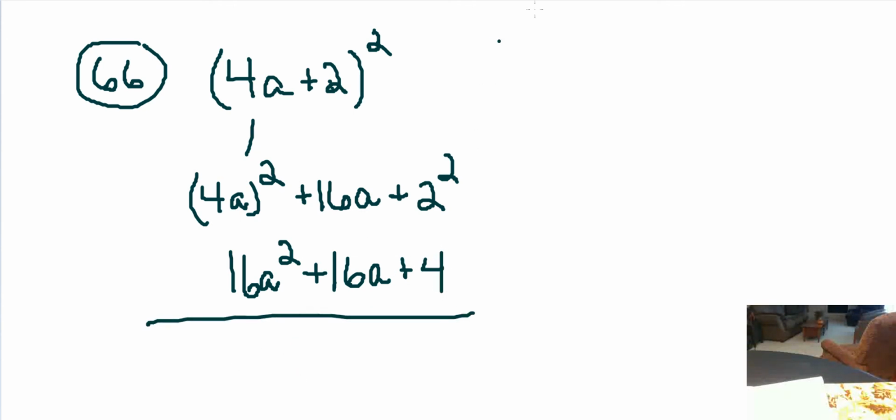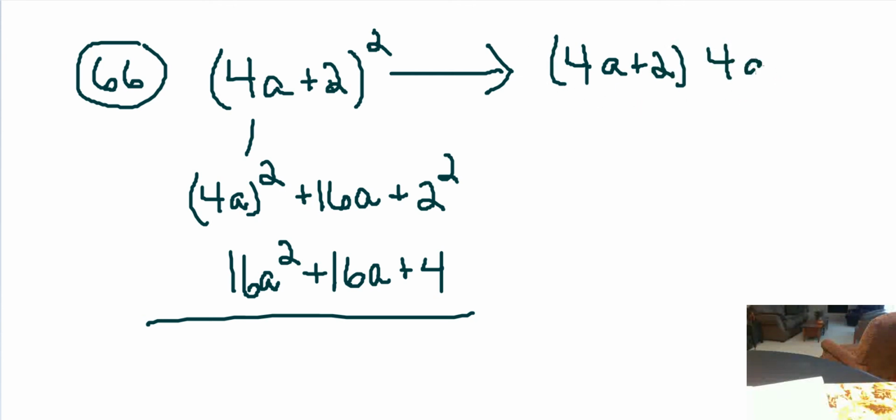And again, just to reiterate, if you don't want to mess with all that, you can just take it apart by the definition of squaring a binomial, and then put the FOIL to it. Same answer. That's the most important thing.